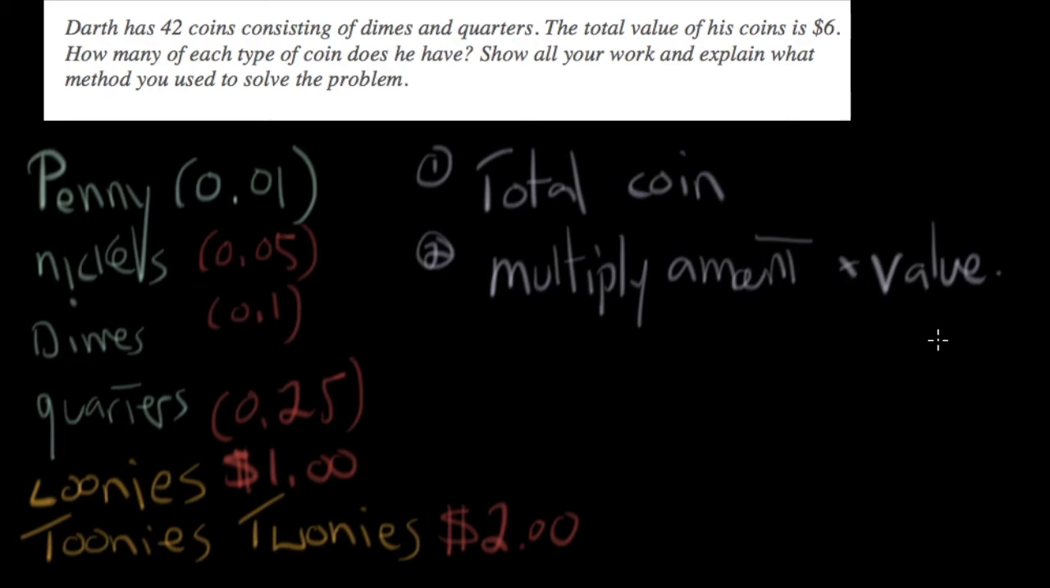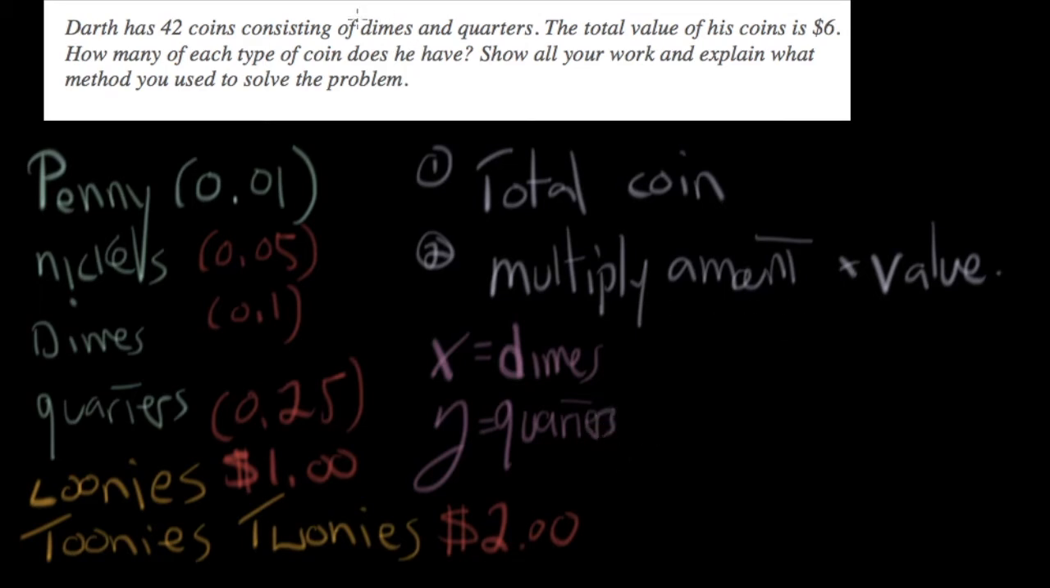So taking a look at this, Darth has 42 coins. They're dimes and quarters. Okay? Well, what do you want things to be? I want X to be dimes and Y to be quarters. If they are 42 in total, then you know that X plus Y is going to be 42. That just makes sense.